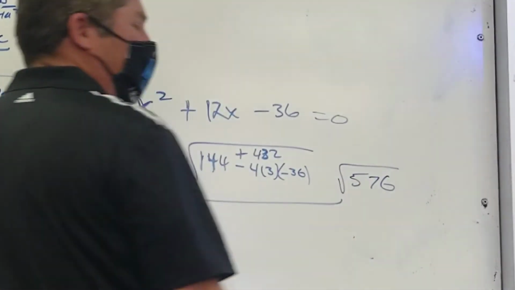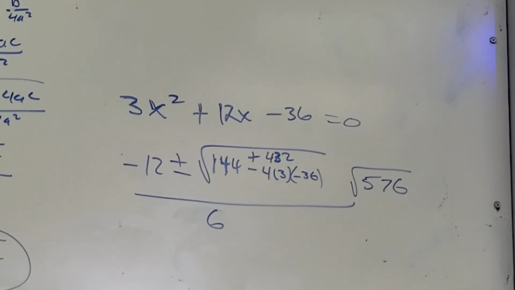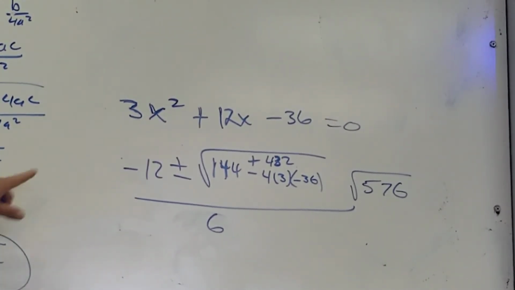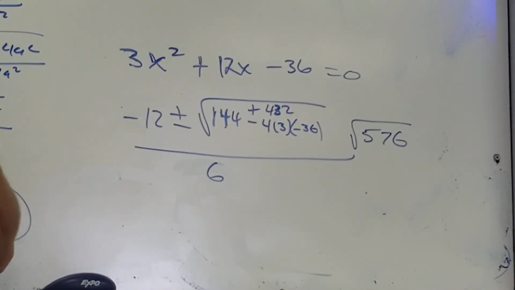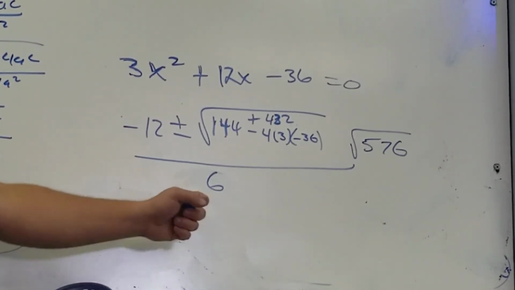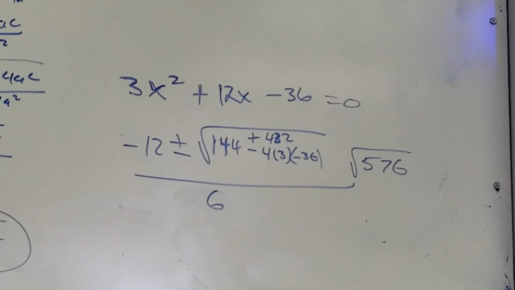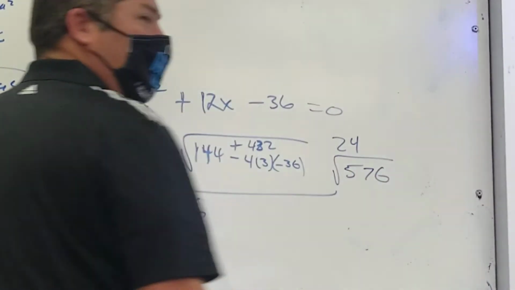And then I need to take the square root of that. Wait, where'd you get the 6? Where did I get the 6? Go back. It's 2a. 2 times 3 gave me the 6. That's a good question. I didn't write it down, so that's good. Okay. Now what's the square root of 576? Anybody do that on your calculator? The square root of 576 is 24.